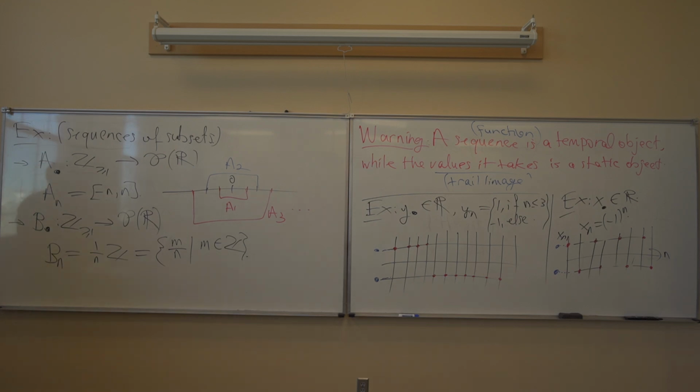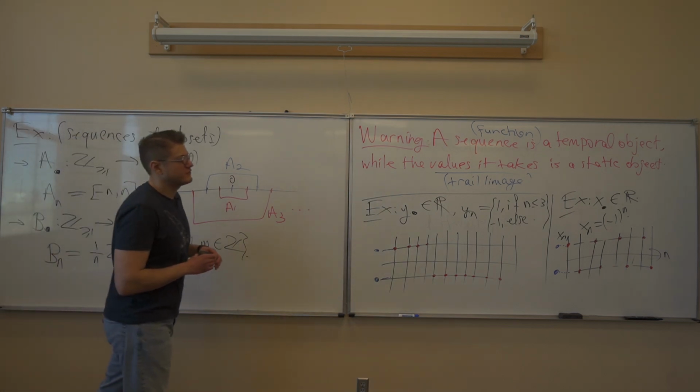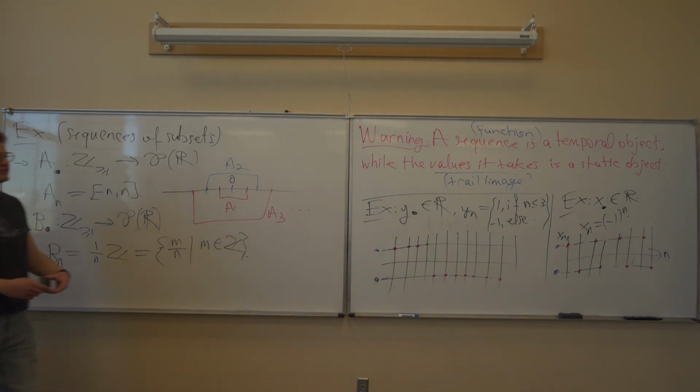Okay, so now I'd like to discuss this new object, which is called a metric space. Of course, the reals is going to be a metric space, but we need to define it.